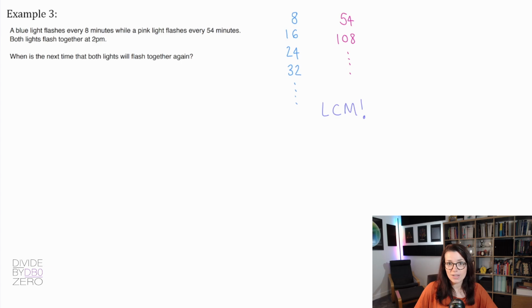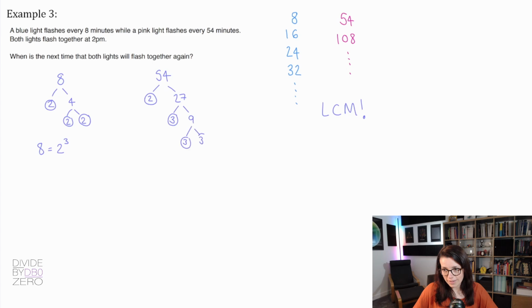So when is the next time that they will flash together again? What is the next multiple that they share in common? As soon as you've identified that you want to do LCM, you can go ahead and do your method. So the prime factor tree for 8 is pretty small, 2 times 4, and then 2 times 2. So 8 equals 2 cubed.